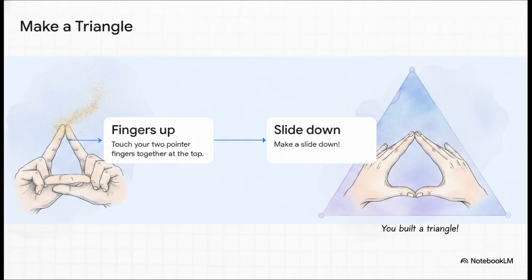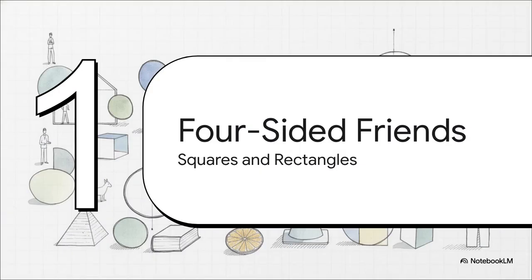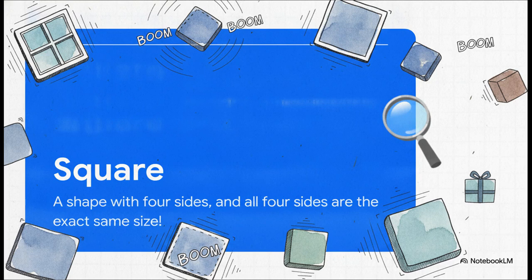Let's make one. Touch your 2 pointer fingers together at the top, and then make a slide down. Boom! By tracing 2 lines up to a peak and 1 across the bottom, you just created 3 distinct sides and corners. You built a triangle right out of thin air. Section 3. The four-sided friends. Squares and rectangles. Enter the square. This is a super strong shape featuring 4 sides and 4 corners.